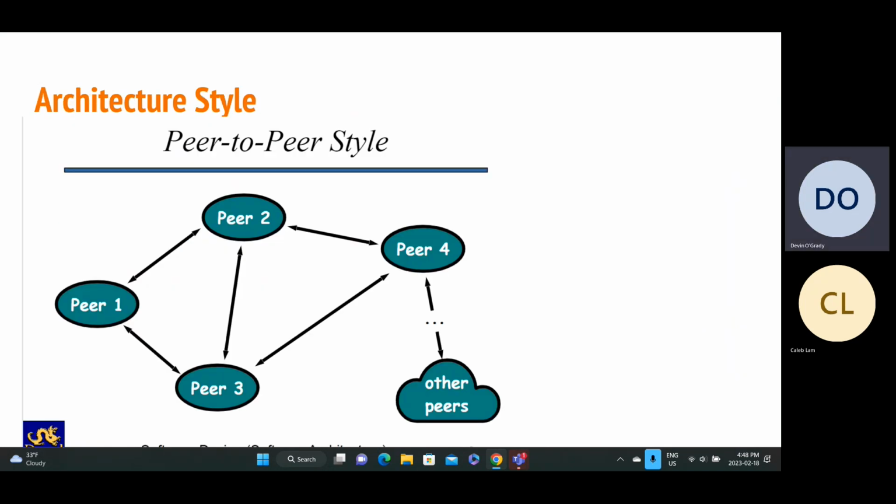The architecture style of this system is the peer-to-peer style, since the whole network is based on connecting peers and having each connection be of equal amount, and there's no hierarchy or set server type network. It is all connected between each peer.